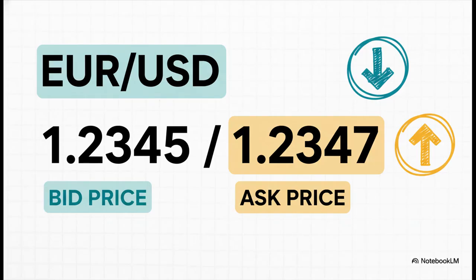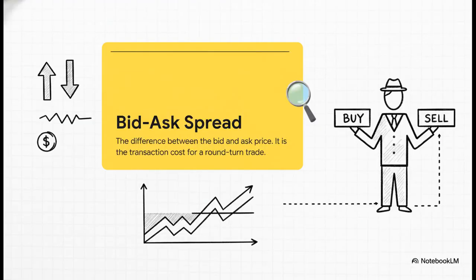And here's exactly how that looks in a real quote. For euro/USD 1.2345/1.2347, that first number is your bid and the second is the ask. This means you can sell your euros at 1.2345 or you can buy them at 1.2347. So why are there two prices? What's that all about? Well, that little difference between them is called the bid-ask spread. It's not a mistake, it's how your broker makes their money. You can just think of it as the built-in transaction fee for your trade.